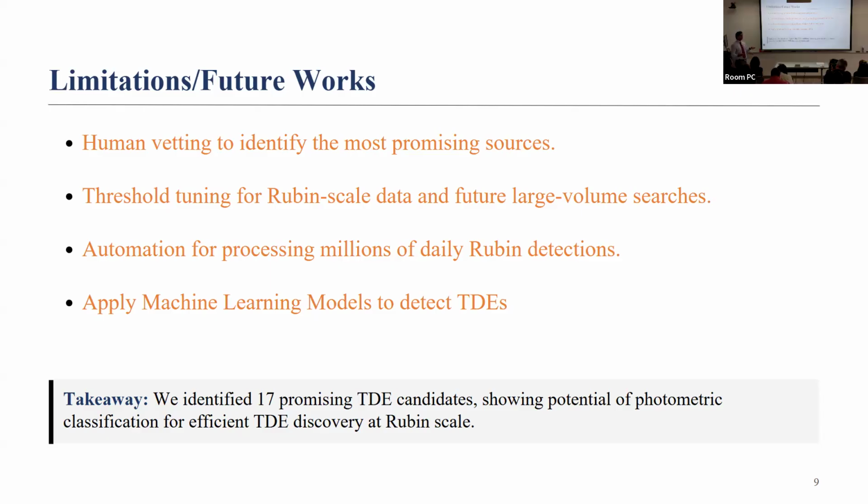So, takeaways: we identified 17 promising TDE candidates, showing a potential of photometric classification for efficient TDE discovery at Rubin scale.